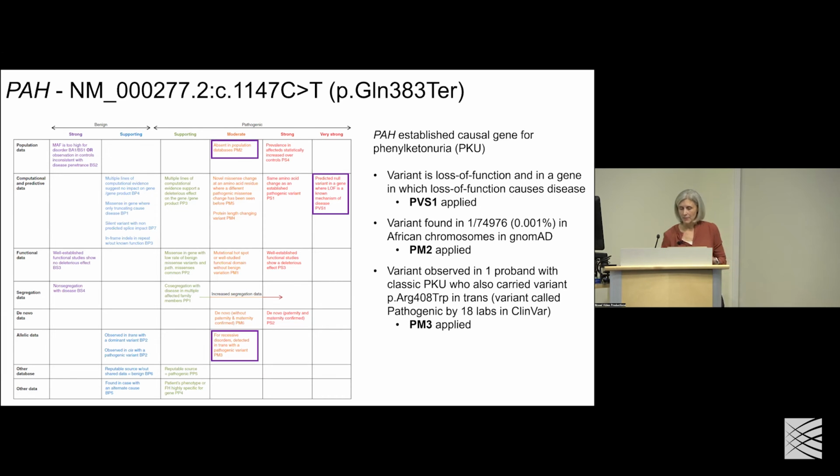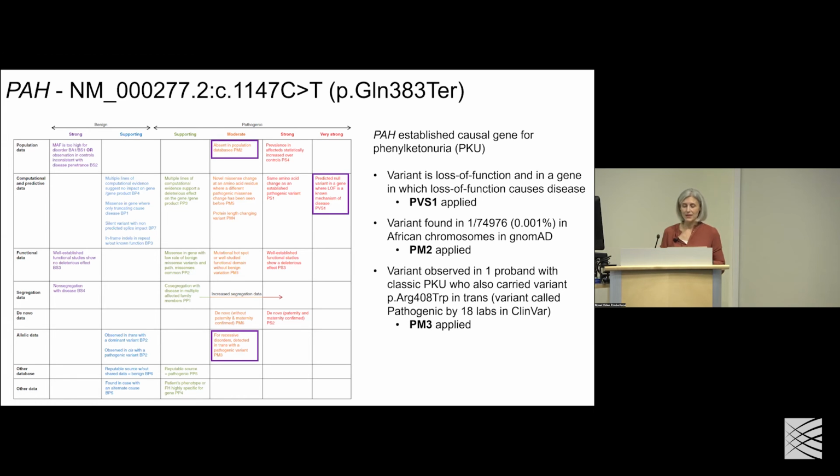Okay, so then we do a literature search for the variant we're looking at, and we find that our variant is observed in a proband with classic PKU, who also carried a second variant on the opposite copy of their PKU gene, so another variant in trans. And that other variant, this missense variant at position 408, is a very well-established pathogenic variant for PKU. It's classified as pathogenic, for example, by 18 different labs in ClinVar.